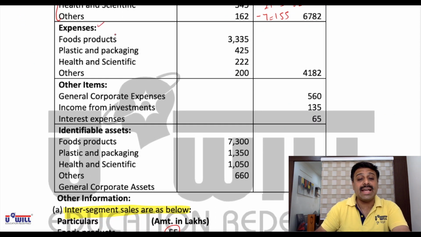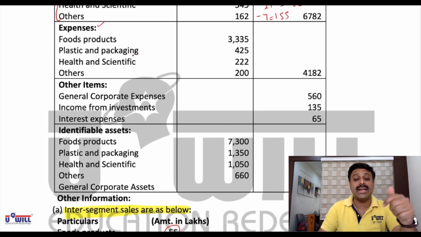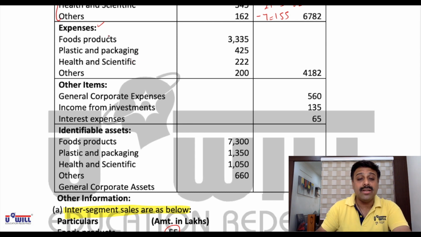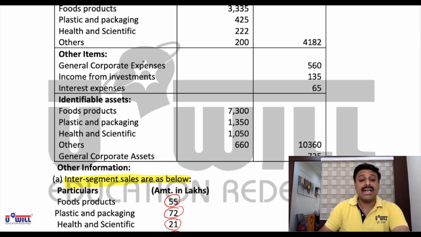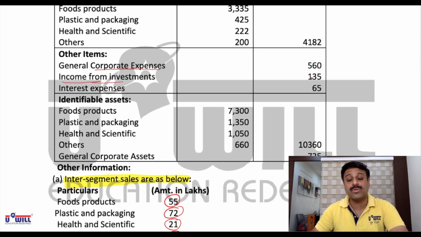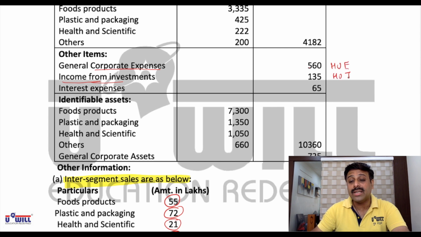Now here expenses are directly given. In the earlier question profit was directly given. Here expenses are directly given. So segment expenses, we will minus these 4 amounts. Other items, general corporate expenses. So in head office expenses, we will minus 560. Income from investments. So head office incomes, we will add 135. This is head office expenses. This is head office incomes. Interest expense, so after profit before interest and tax, we will minus 65.